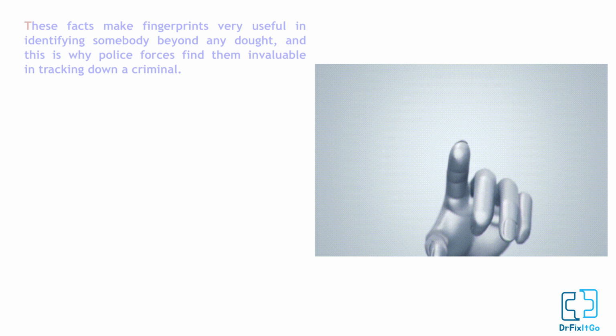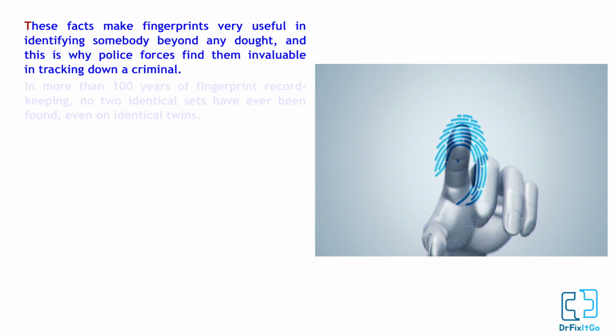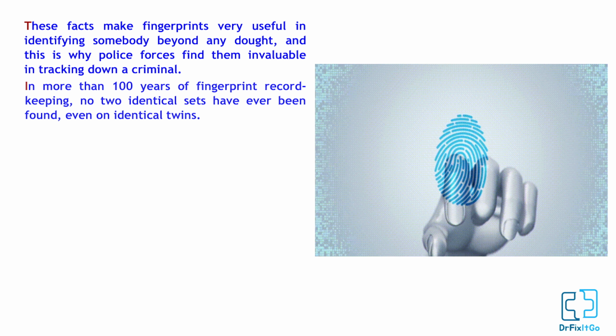These facts make fingerprints very useful in identifying somebody beyond any doubt, and this is why police forces find them invaluable in tracking down a criminal. In more than 100 years of fingerprint record keeping, no two identical sets have ever been found, even on identical twins.